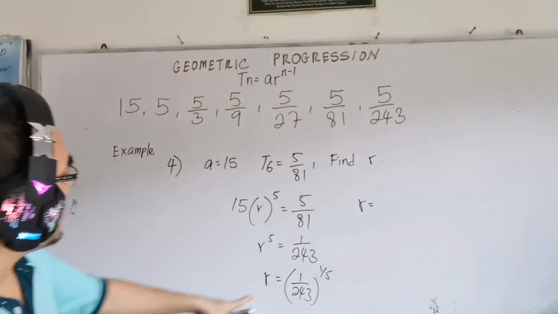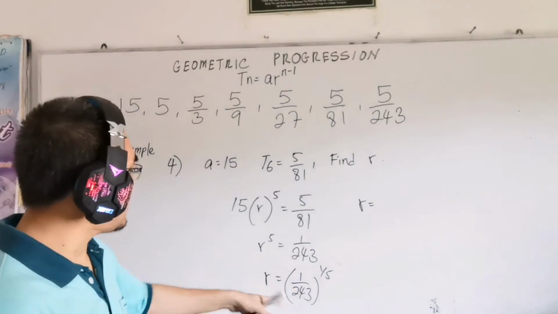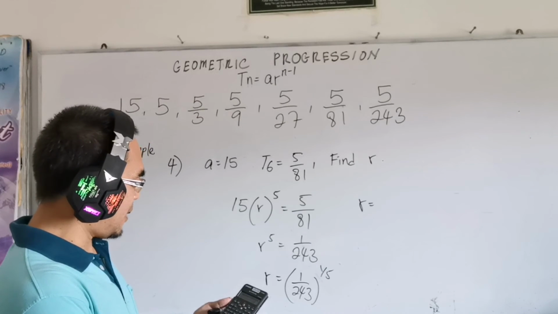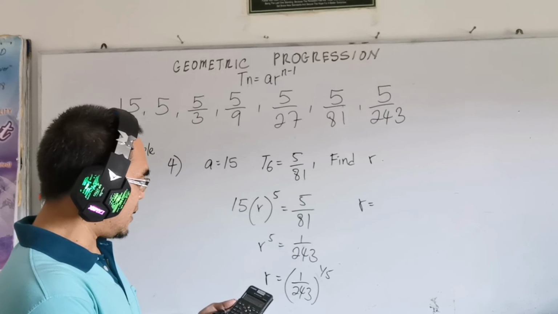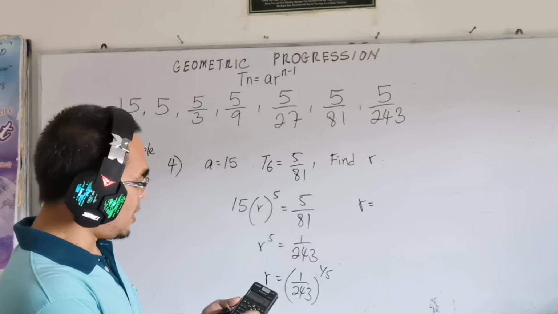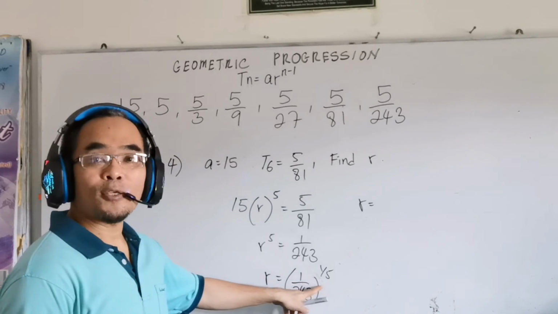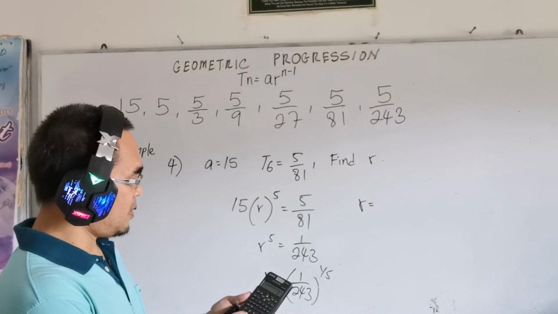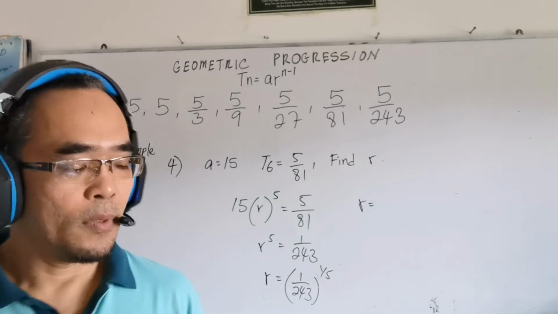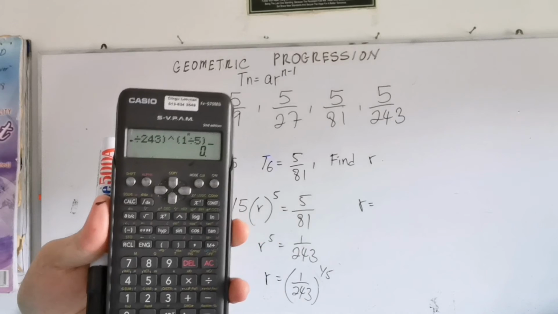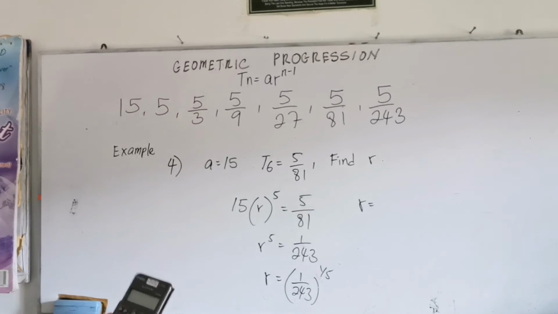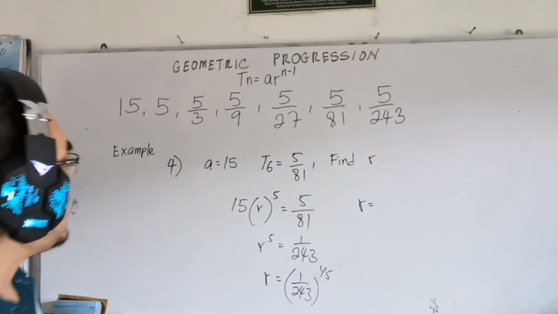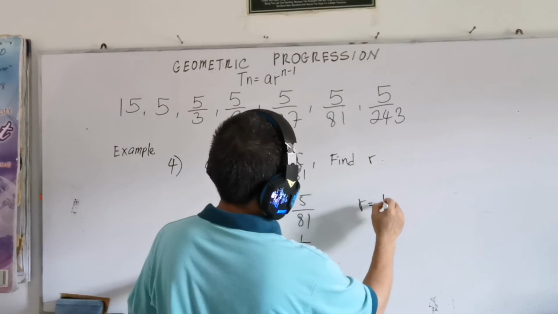Okay, you have to know how to press the calculator here. There is inside the bracket 1 over 243, and then to the power, and 1 over 5 has to be inside a bracket also, 1 over 5. Okay? So you get 0.33. So R will be 1 over 3.